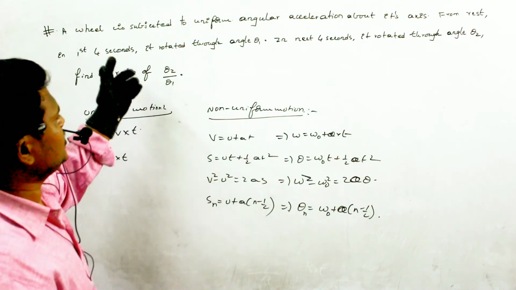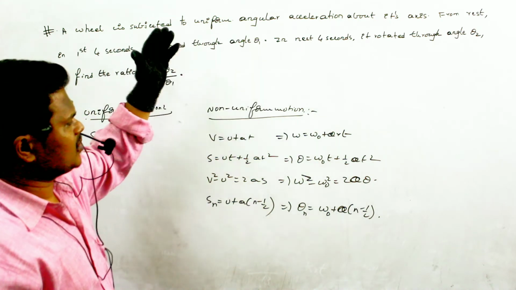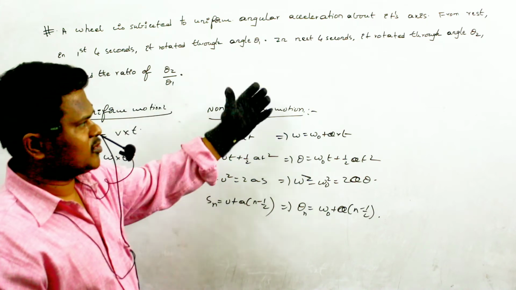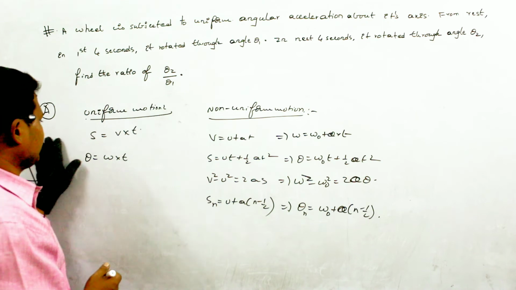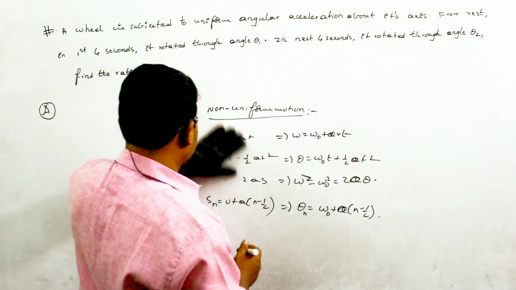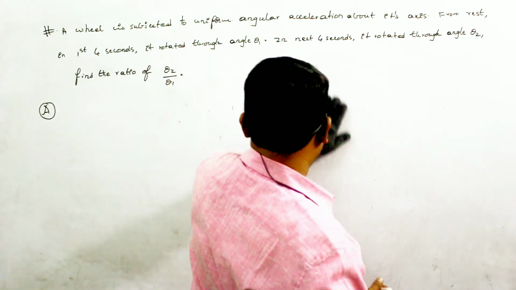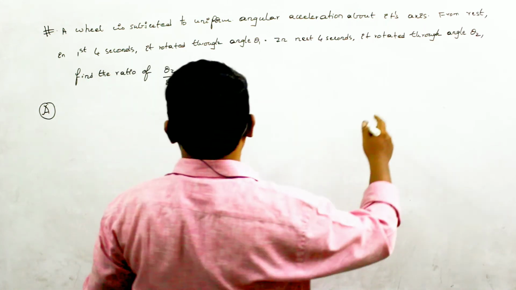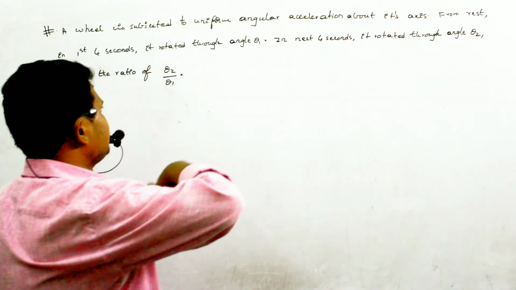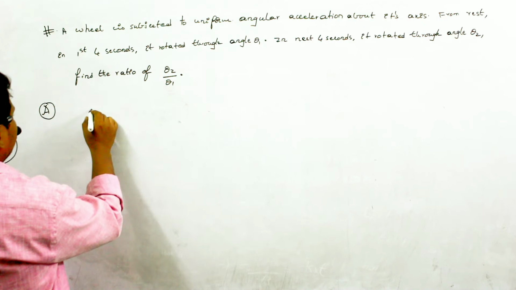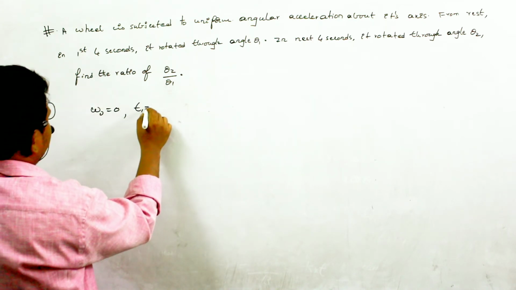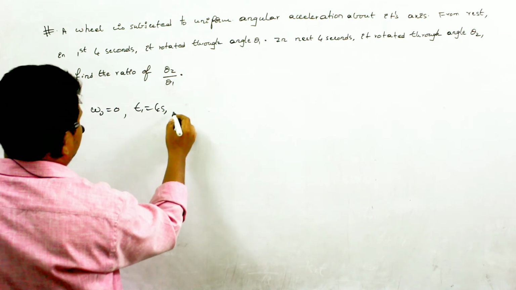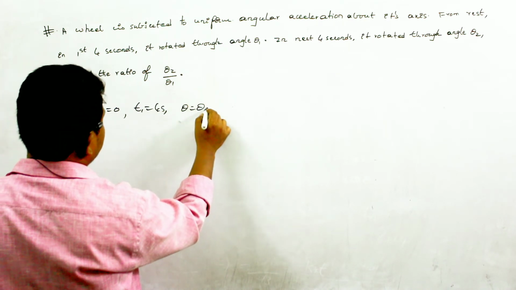So this is a uniformly accelerated circular motion, nothing but a non-uniform motion. So definitely one of these equations we can use to solve this problem. So let us see what data is given here. It is given that the body is starting from rest, so initial angular velocity is 0. And for the first 4 seconds, t1 is equal to 4 seconds, and the displacement is theta 1.